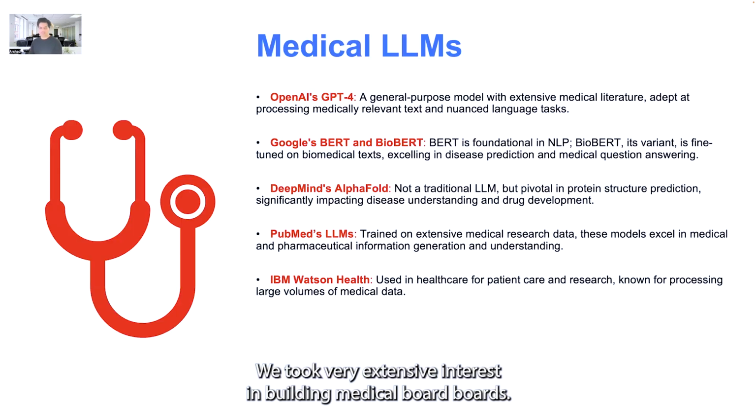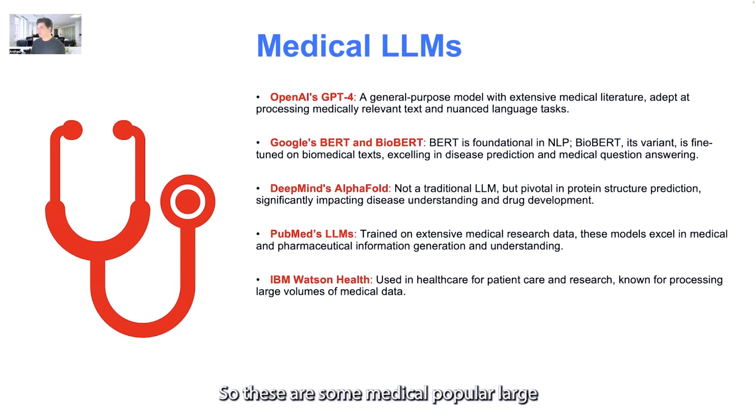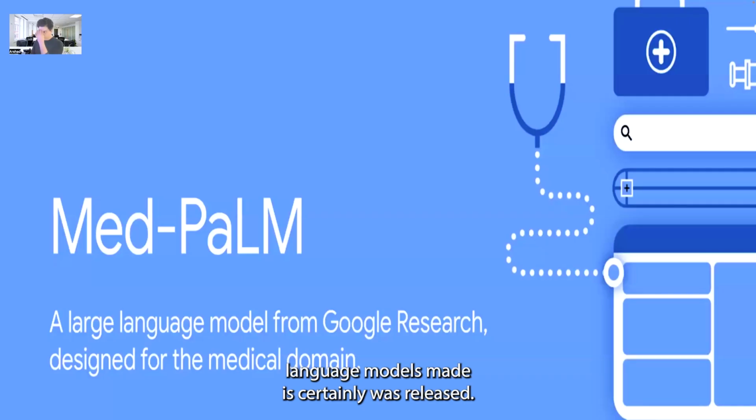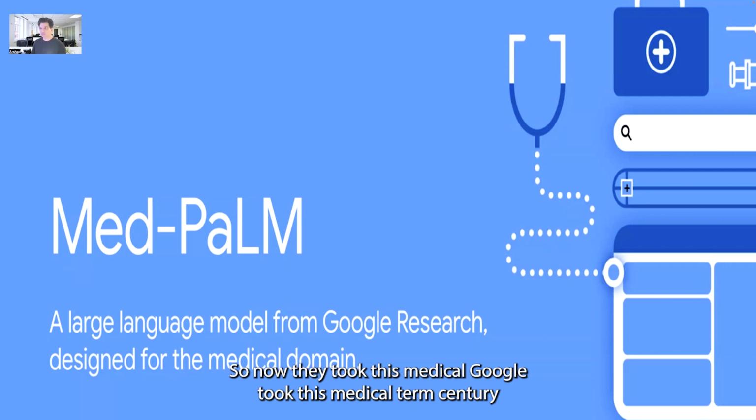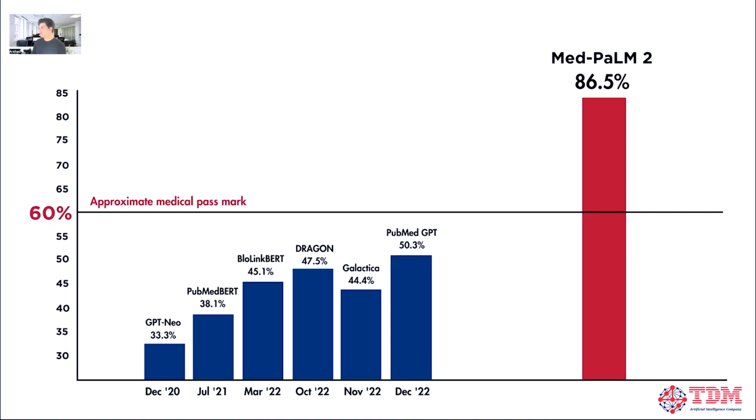We took very extensive interest in building medical bots. So these are some popular medical large language models. MedPalm was recently released. This is trained on T5, which was a language translator model. Google took medical terms and retrained T5 to call it MedPalm, and look at the improvement from December of 2022, PubMed, which went from 50.3% to 86.5%. It's able to qualify for a lot of medical exams and possibly beat a lot of theories around medicine. So that's what it is.